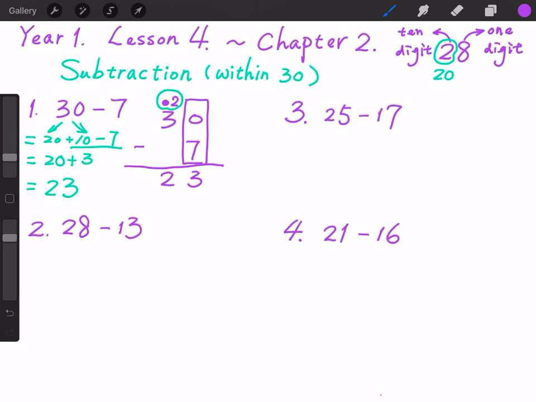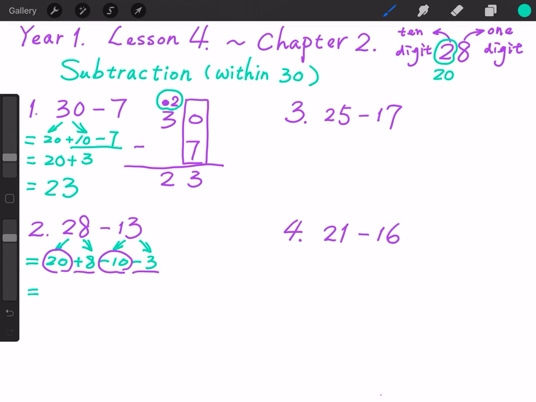All right, question 2. 28 minus 13. Again, first, we can try to break down number 28: 20 and 8. And then we break down number 13: 10 and 3. Now, 28 minus 13 equals 20 plus 8 minus 10 minus 3. Good. First, we can use 20 to minus 10. And then we can use 8 to minus 3.